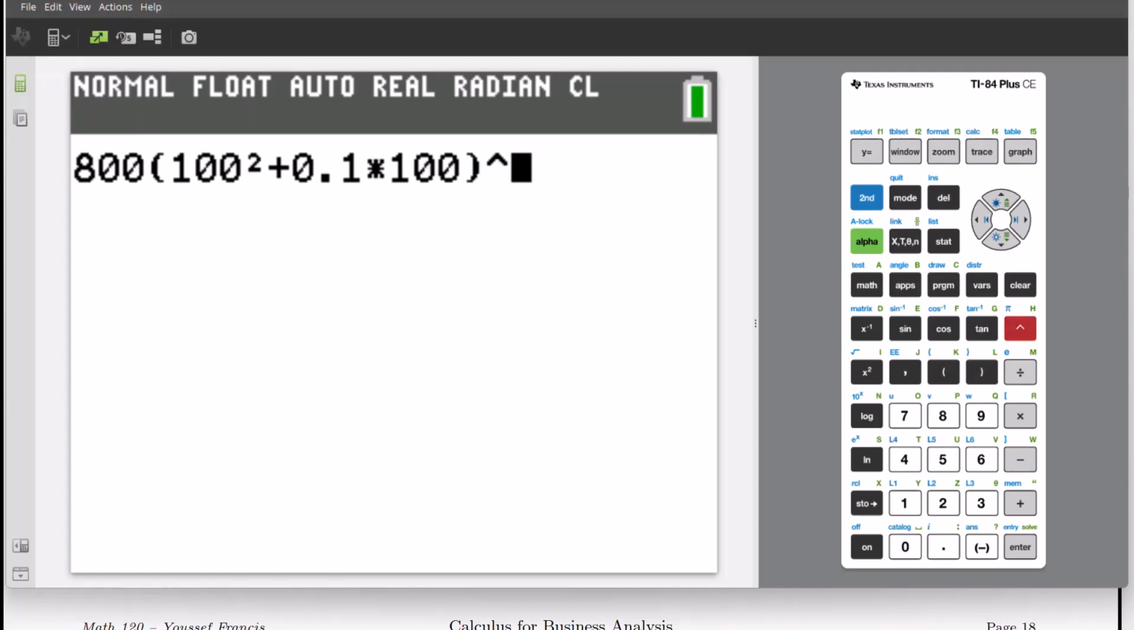Now be careful. The power needs to have parentheses around it. Otherwise, the calculator will understand that you're raising it to the power of 1 and then dividing everybody by 2. That's not what we want. We want the power to be 1/2. So that's why I'm going to put parentheses around the power.